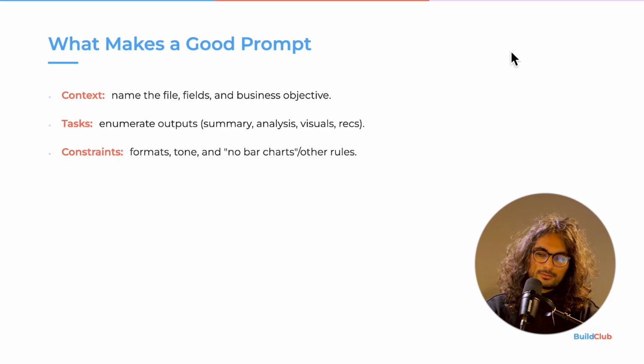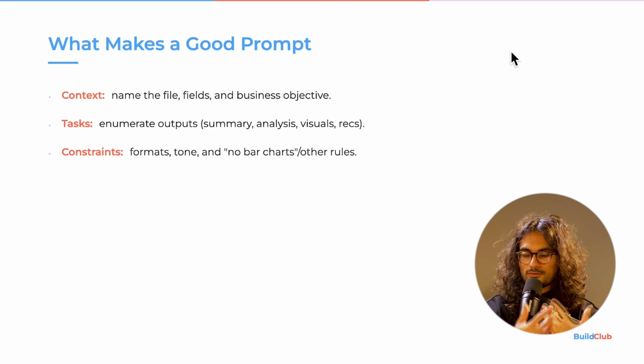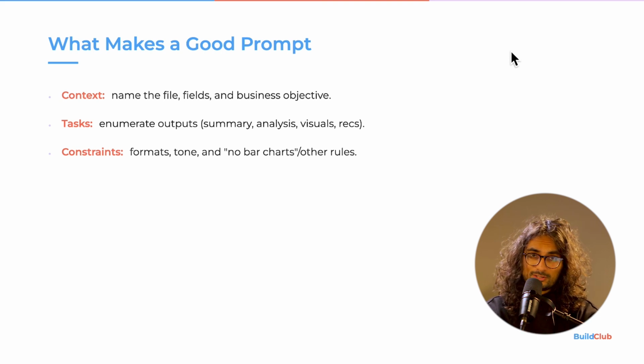But we're going to talk a little bit about what makes a good prompt. The prompt I gave you was well done because it told GPT different things to do, and it followed those things effectively. So you gave it context, you told it different tasks it needs to do, and the constraints. Like, don't make a bar chart, because I didn't want a bar chart, basically.